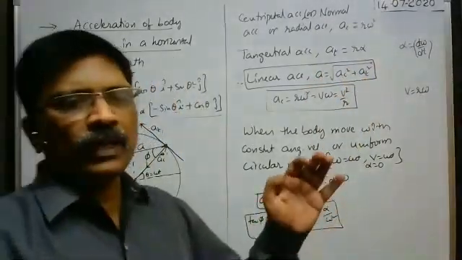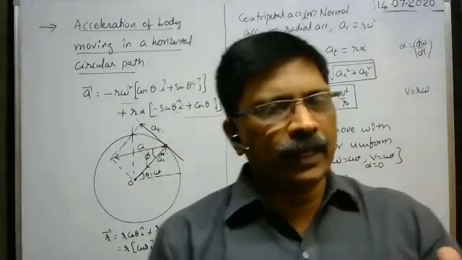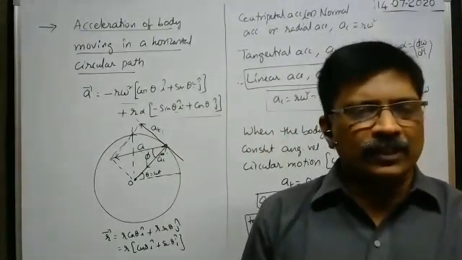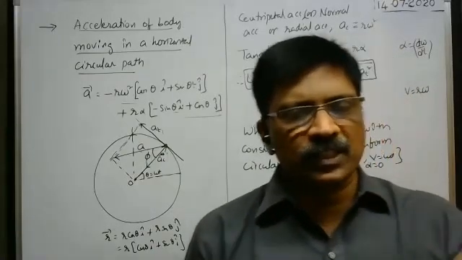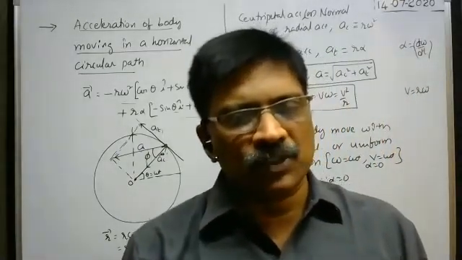So when the body moves along the horizontal circular path, the body has centripetal acceleration, tangential acceleration, angular acceleration. These are the different types of accelerations possessed by the body moving along a circular path.